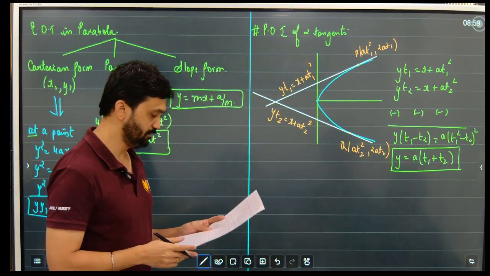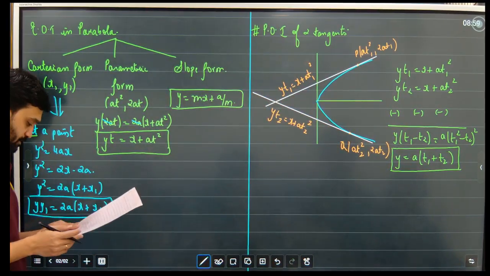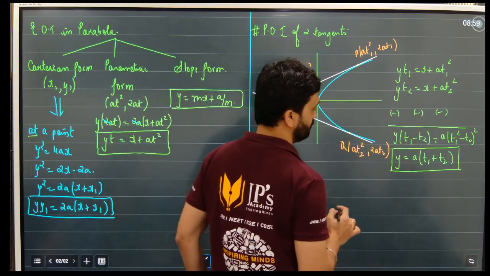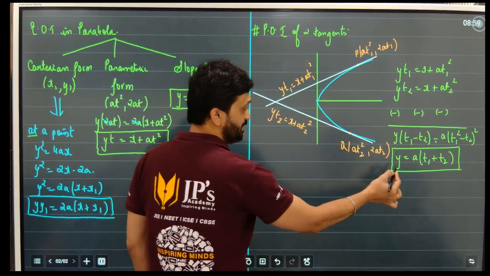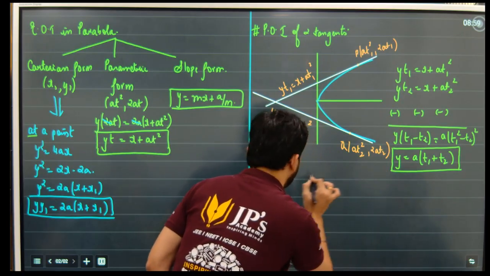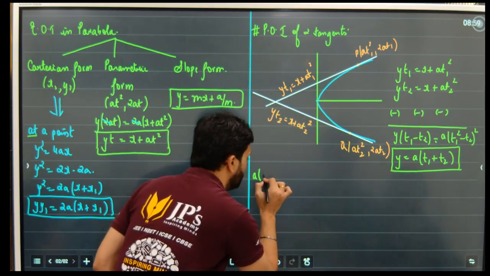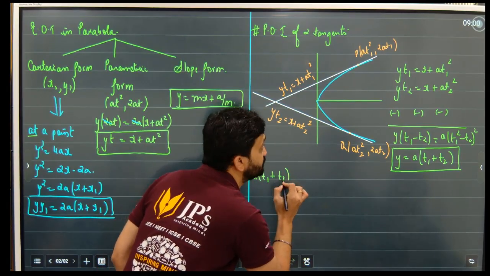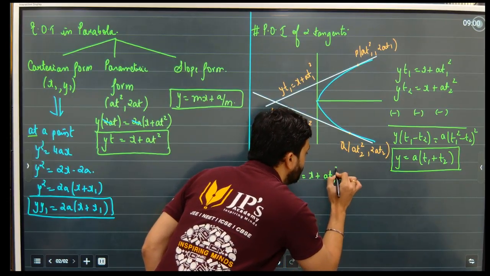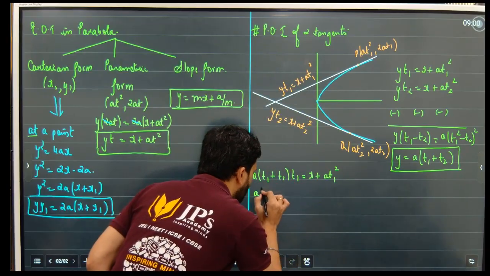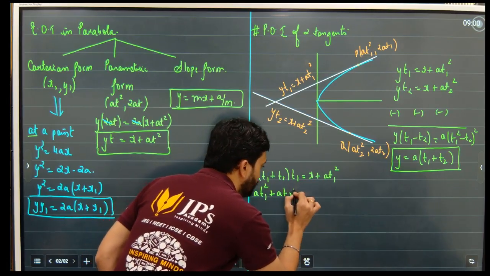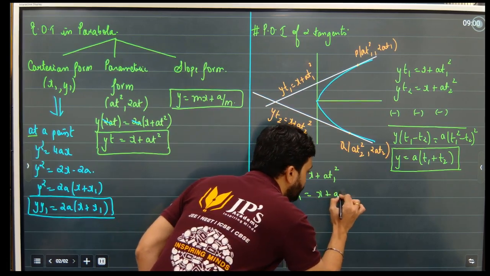Y will become a(t1 + t2). Y = a(t1 + t2). And if I substitute this value of y in any of the equations, so this will become: a(t1 + t2) t1 = x + a t1 squared. Therefore a t1 squared + a t1 t2 = x + a t1 squared.